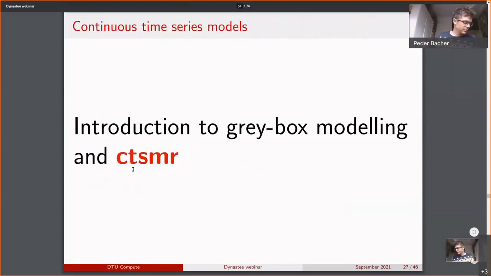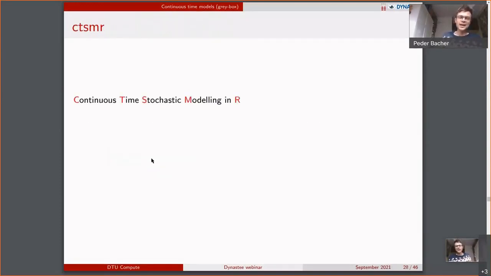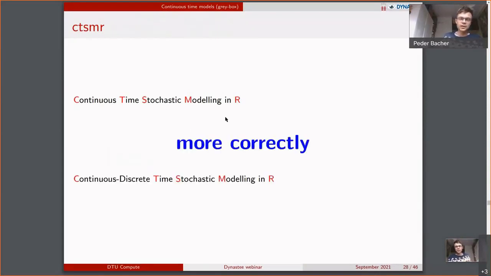Very well. So now I've spent most of the time, but now we enter the last type of models, which are the Graybox models, and how to use them. I will demonstrate this with the software that we have had at DTU for many years, CTSM-R. It's a package in R, so I'll show you how that works. Probably I was speaking too much, and it's too much information in too little time, but that's how it is. So the CTSM-R package is continuous time stochastic modeling in R.